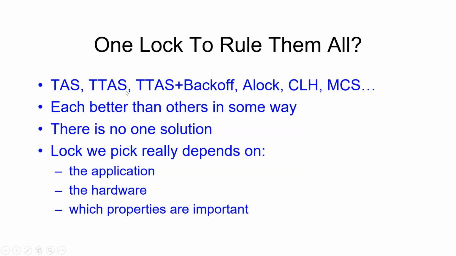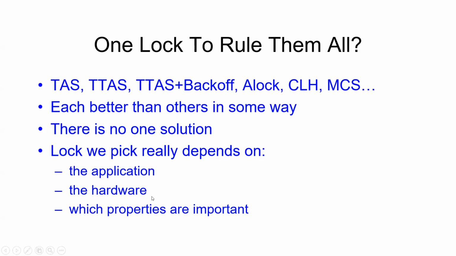We discussed TAS, TTAS, TTAS with backoff, A lock, CLH lock, and MCS lock. Each is better than the others in some way, but there is no one solution. If I want to use some synchronization mechanism in my application, which lock should I use? Should I use a TAS lock or TTAS or some other lock? There is no single answer for that. The lock we pick really depends on three things. One is the application, on which application you want to use that particular lock.